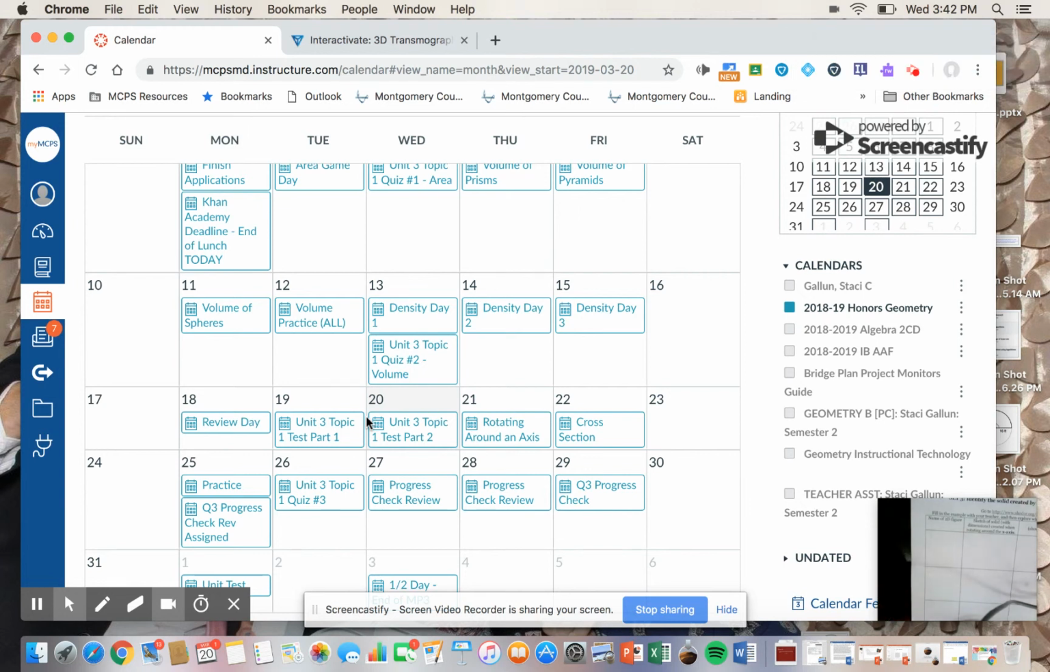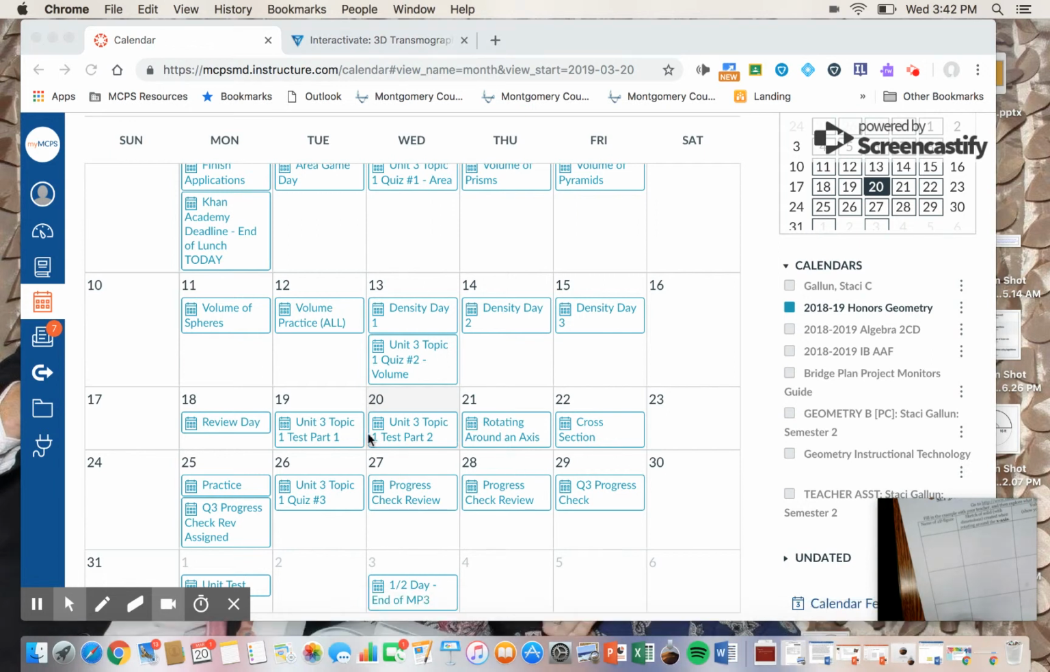All right, guys. So today we're still talking about volume, but you're going to be learning about rotating two-dimensional shapes around an axis, like your x and y axis. So I'm over here on the calendar and I am going to click on today's date, which is the 21st, so rotating around an axis.